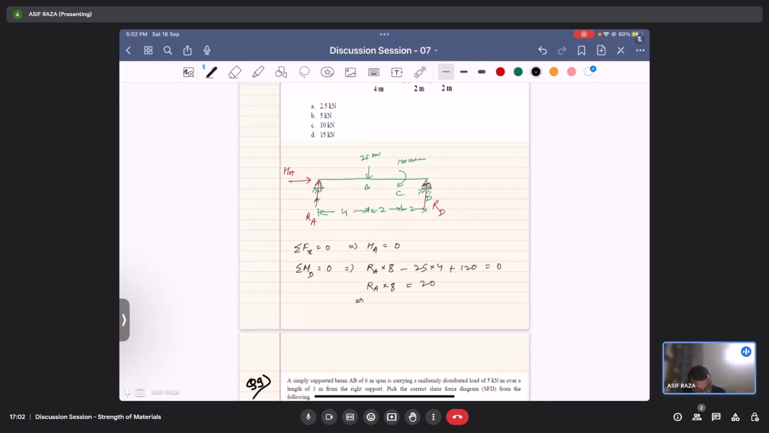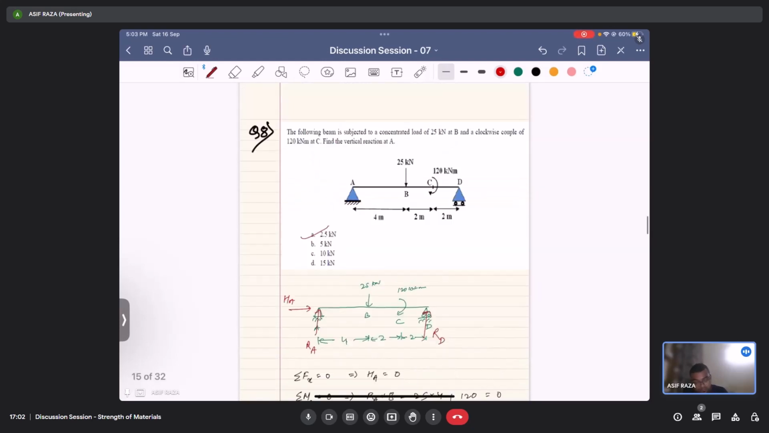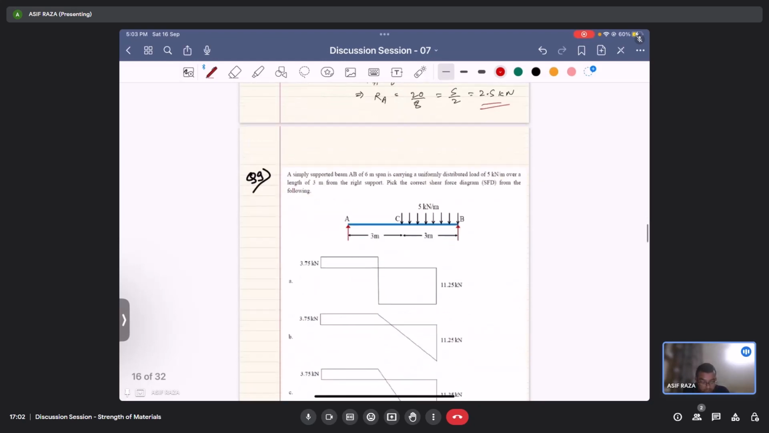Then this would give RA is equal to 20 by 8, and this is 5 by 2. This gives me 2.5 kilonewton. Yeah, the correct answer would be option A, 2.5 kilonewton. Okay, moving on to the next question.